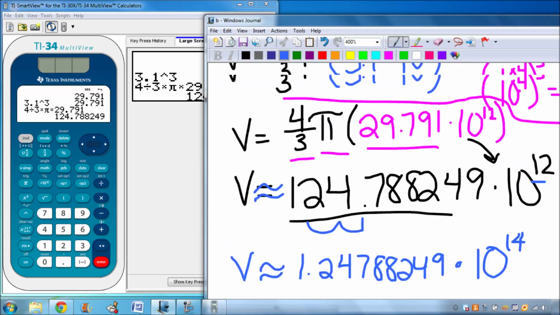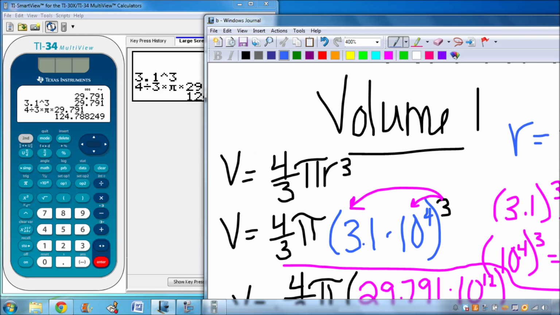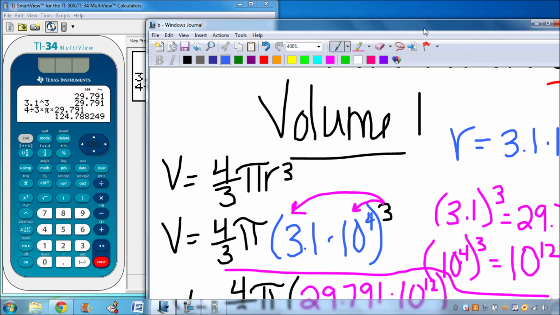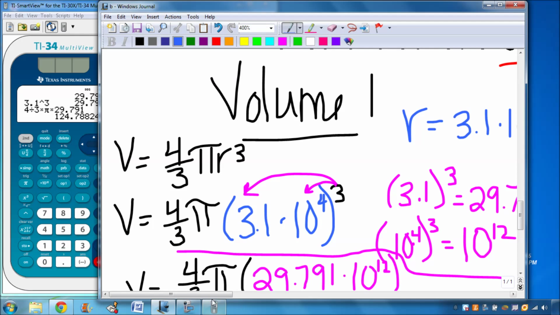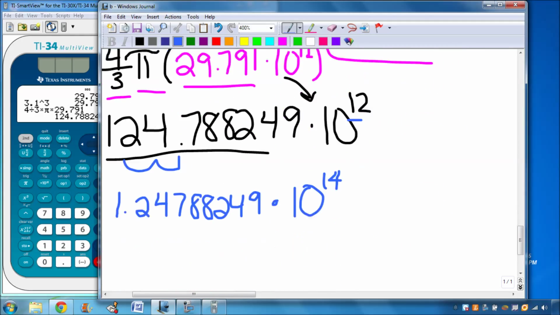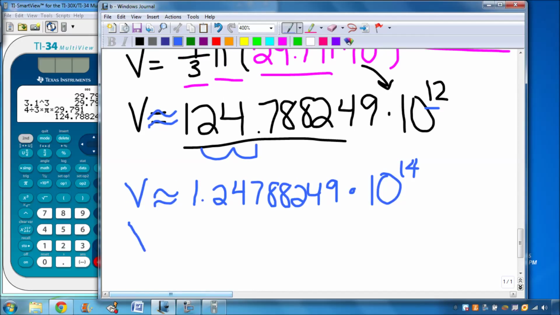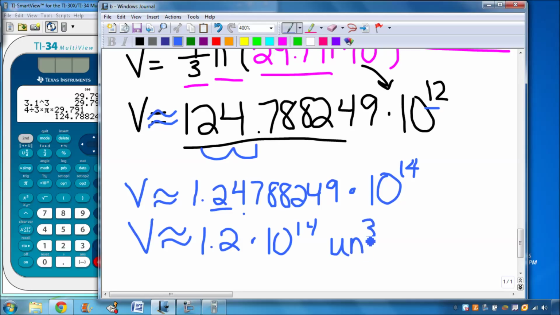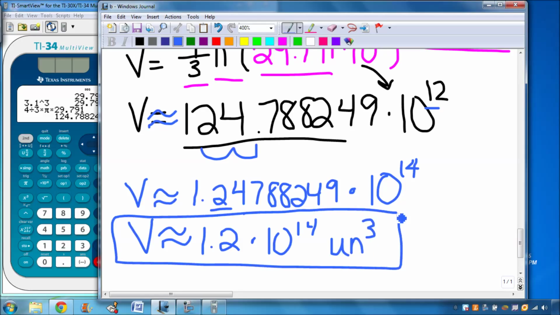And then I gotta make sure that my answer is written out how the problem was given. The problem tells us that the radius is 3.1 times 10 to the 4th power, so this is written with the tenths value. So we're just gonna round this to the nearest tenths. This is my tenths place. Look at what comes after it. It's a 4, so that means the 2 stays the same. So it's 1.2 times 10 to the 14th units cubed. That's the volume of my first sphere.